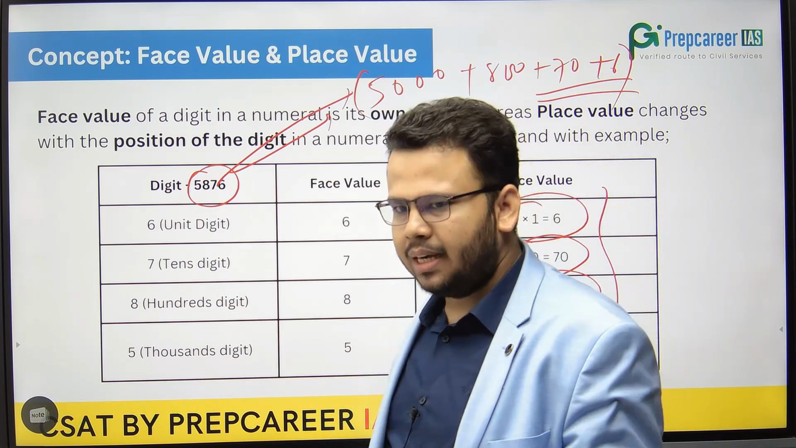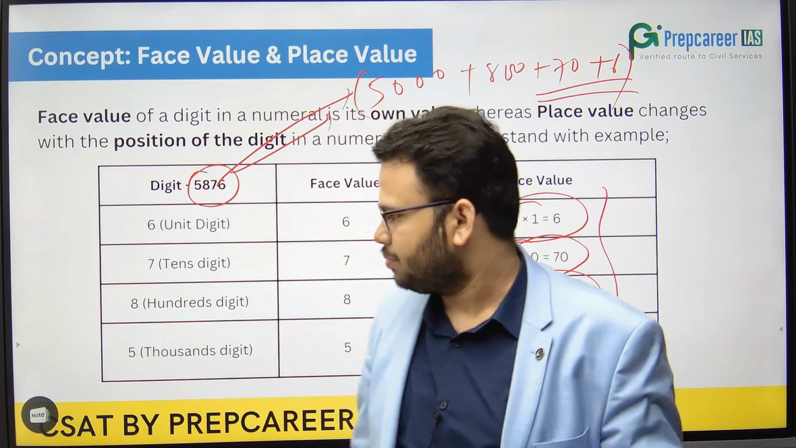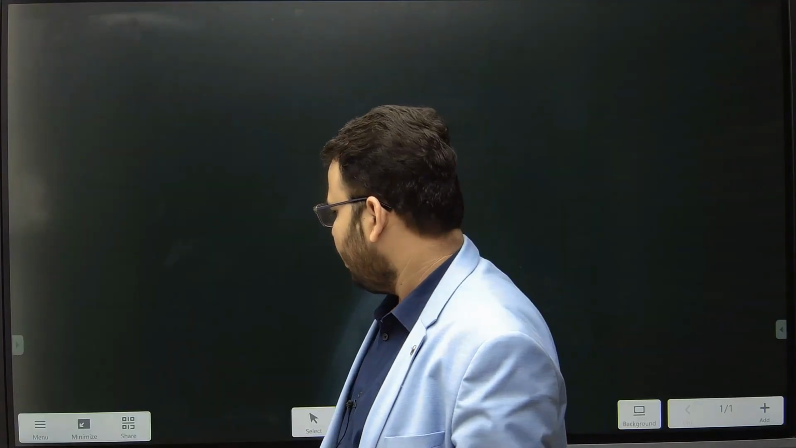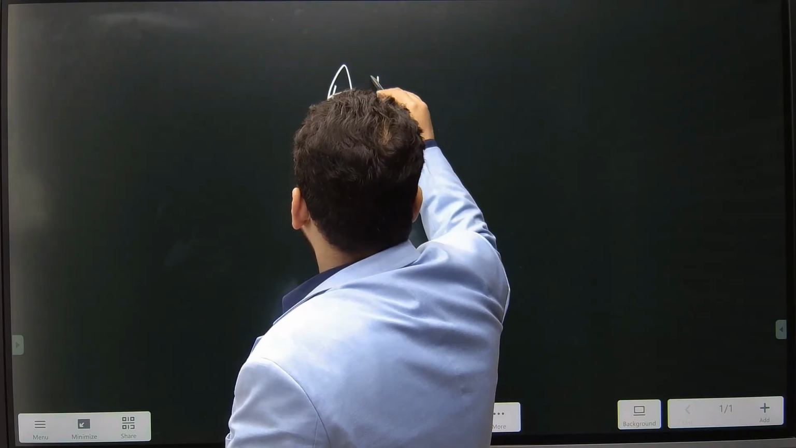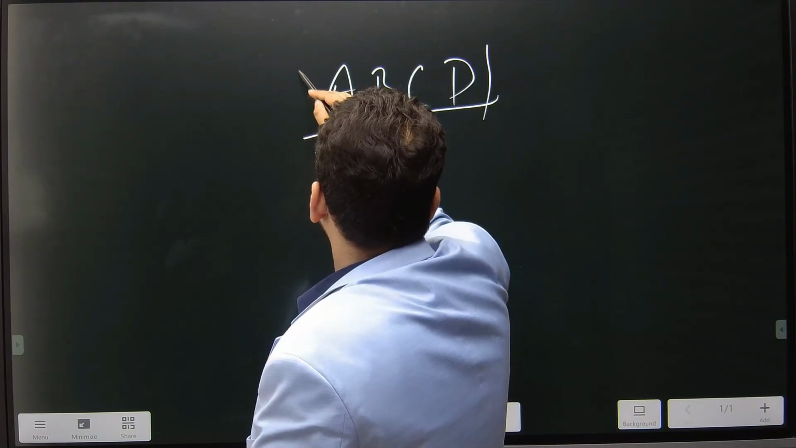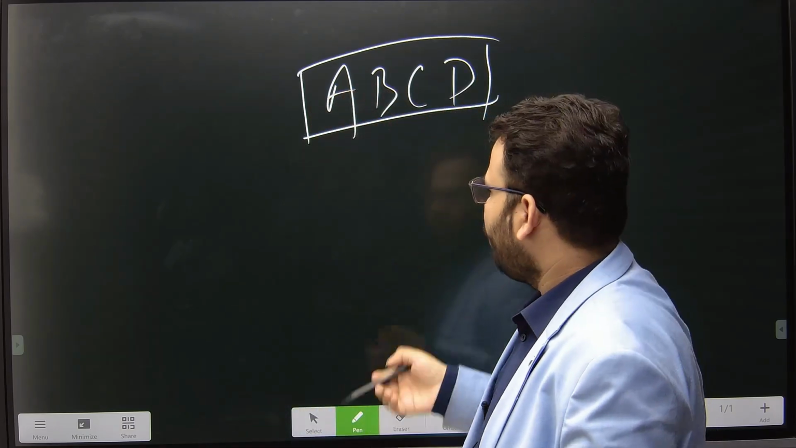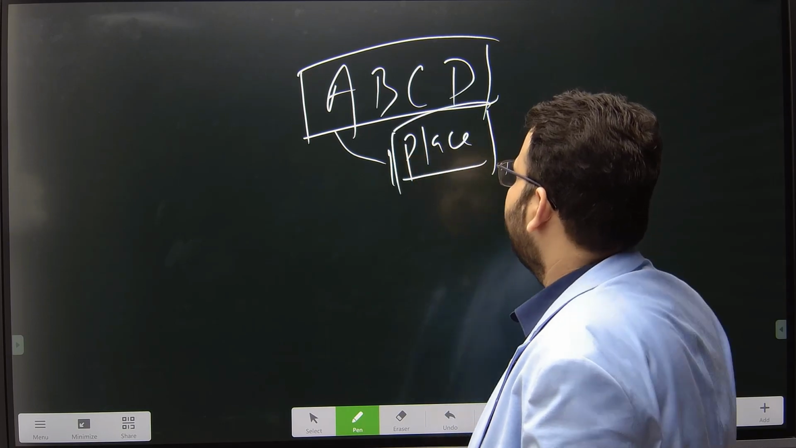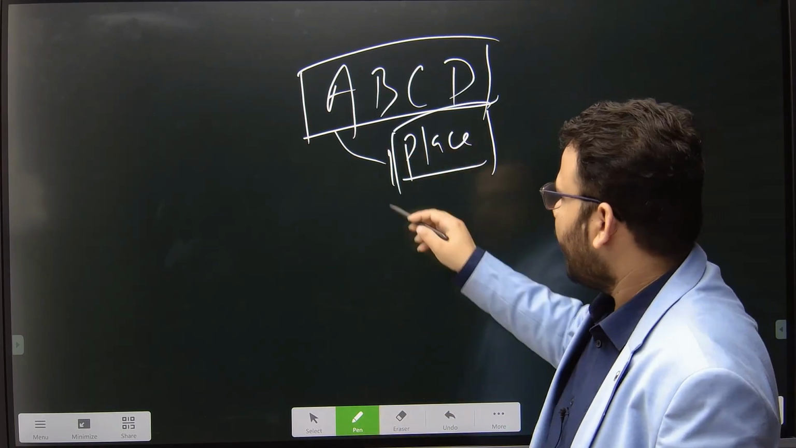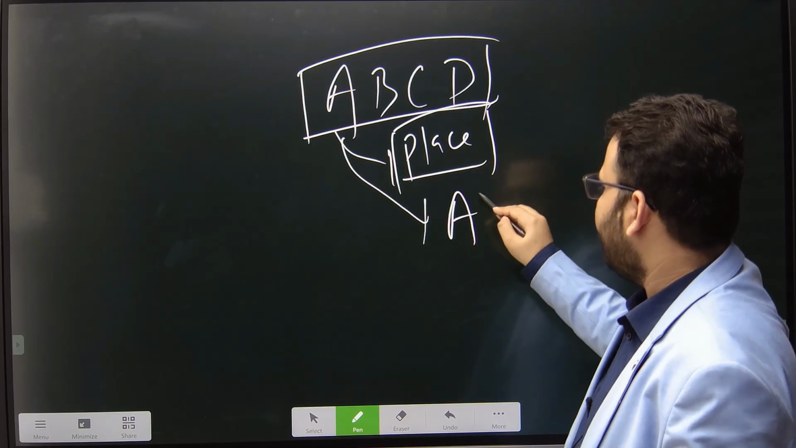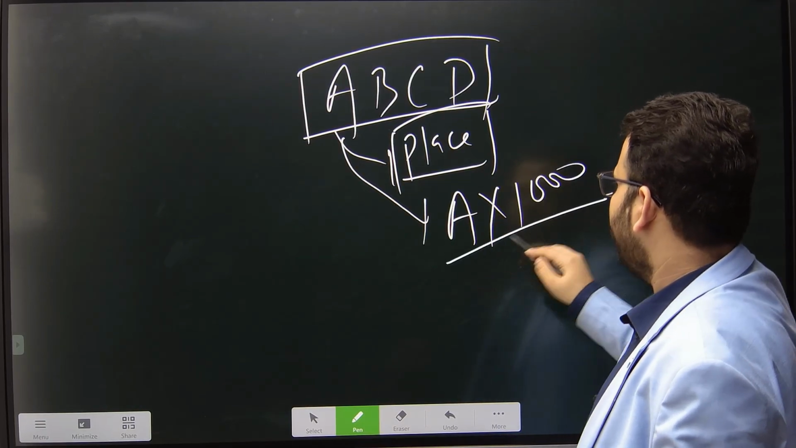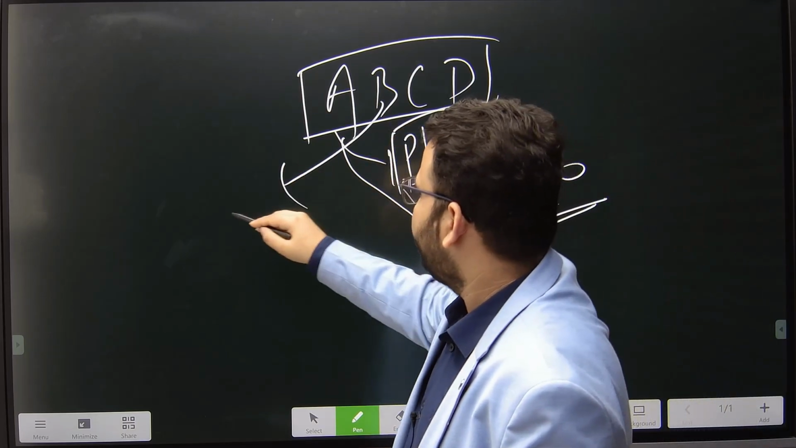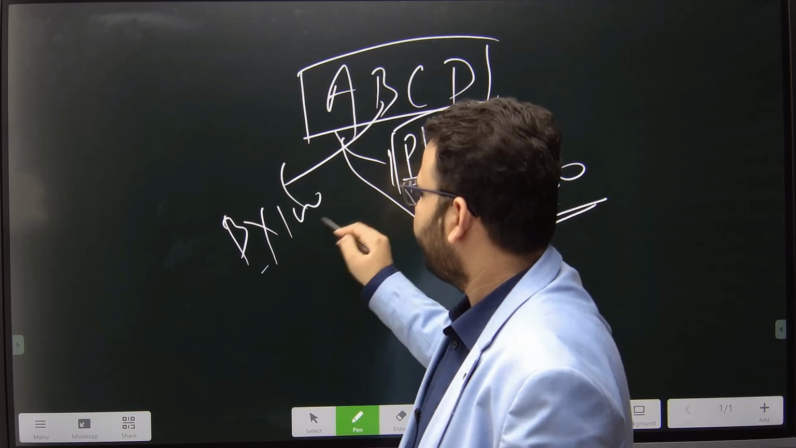So this is the basic concept of face value and place value. Now, suppose a number ABCD is given to you. If I ask you what will be the place value of A in this number, what will be your answer? Since A is at the 1000th place, the place value of A will be A into 1000. Similarly, the place value of B should be B into 100, right?